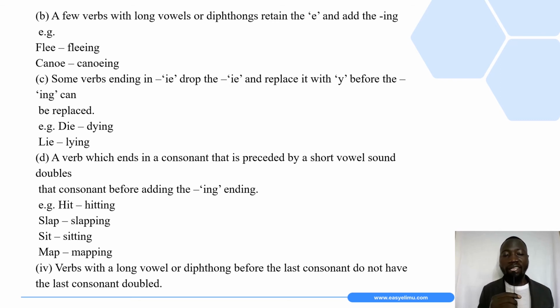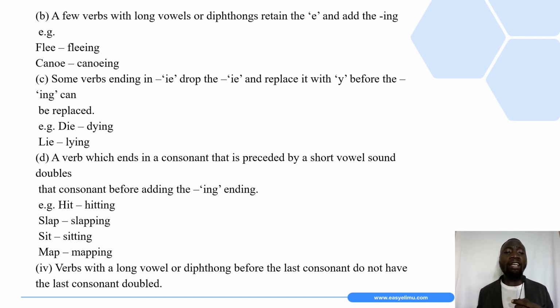So the second thing is that a few verbs with long vowels and diphthongs normally have the letter E retained and then -ing is added. For example, we have the word flee, so we retain the E, then add -ing to it directly. We will have a new word, fleeing. There is also canoe. We will retain E and add -ing directly to it, and we will have canoeing.